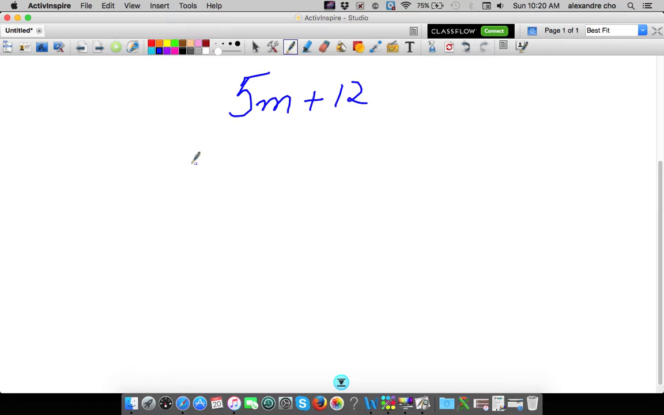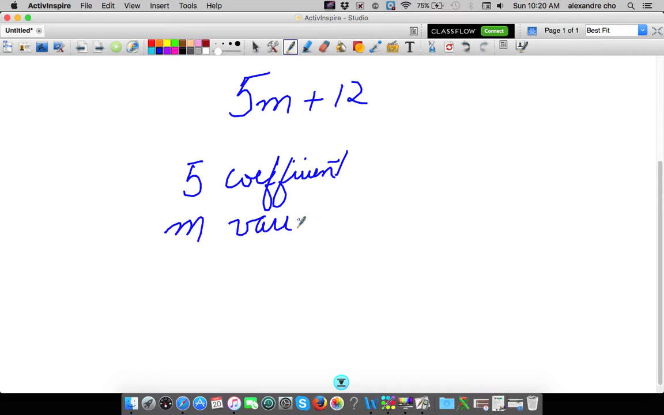So, let's start with a 5. 5 is my coefficient. My m is my variable. 12 is my constant.